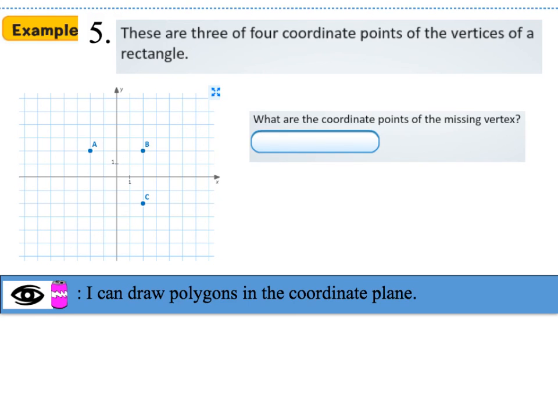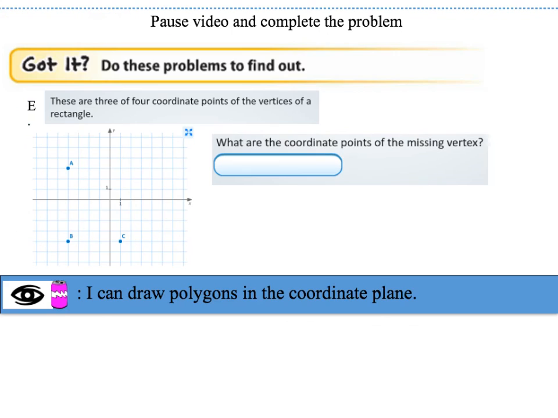For example 5, it says there are 3 of the 4 coordinate points of the vertices of a rectangle. What are the coordinate points of the missing vertex? So if I want to make this a rectangle, there's got to be a point right here to complete the last vertex. So the point that would make that last vertex a complete rectangle would be negative 2, negative 2. And that would be point D. So pause the video and complete this guided problem, and we'll discuss the answers in class tomorrow.